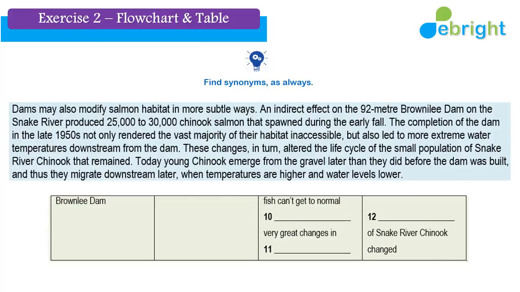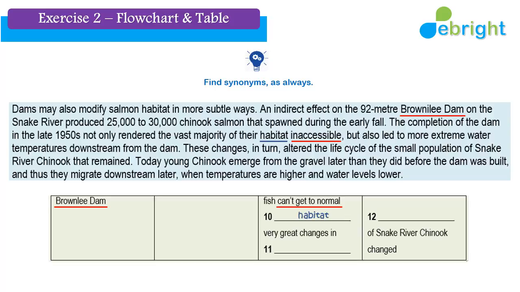Finally, for the last 3 questions, 10 until 12, you've got Bromley Dam over there. Let's find the keyword Bromley Dam in the passage. In the first line, you've got Bromley Dam over there on the right side. And then for number 10, the keywords are can't get to normal. It's similar to inaccessible over there in line 3. So the correct answer is habitat. So you should write habitat for number 10.